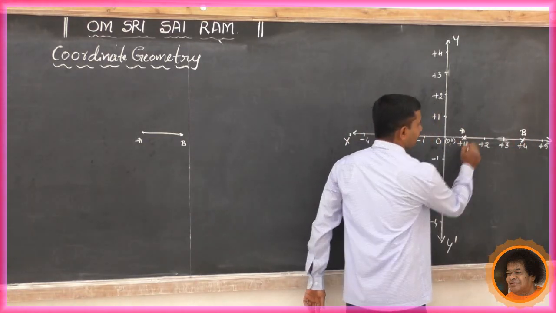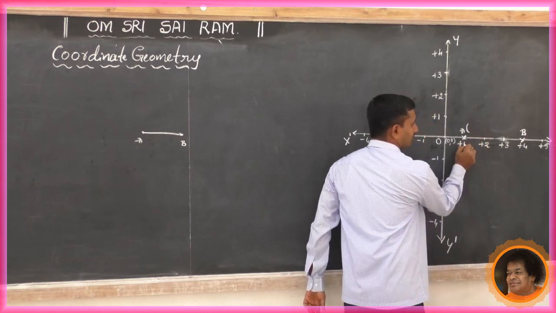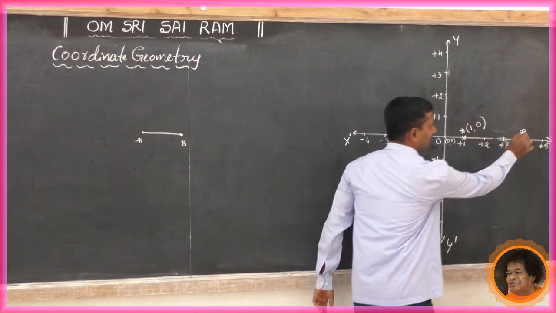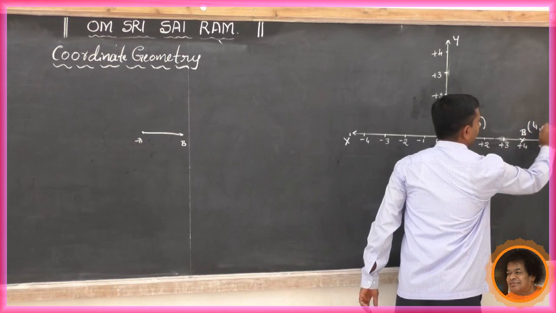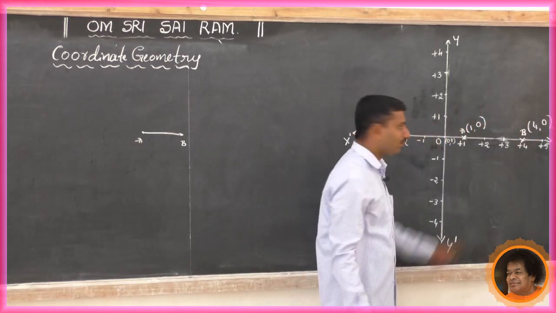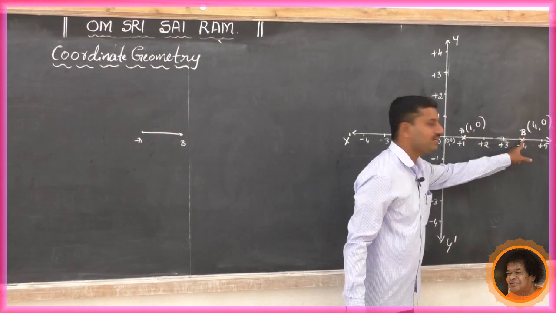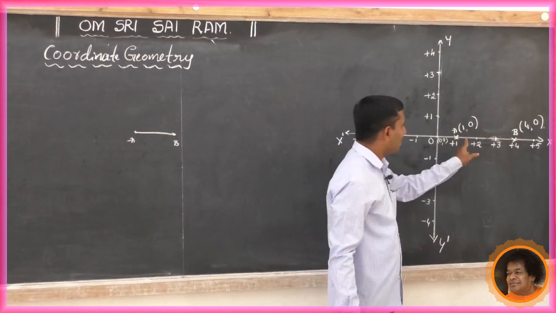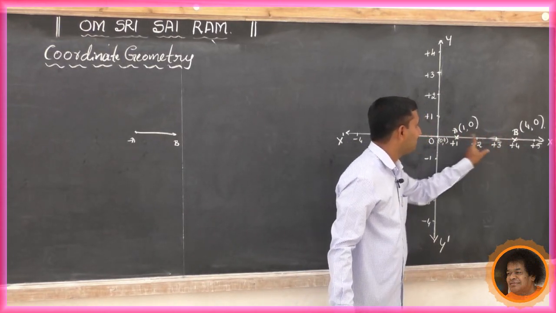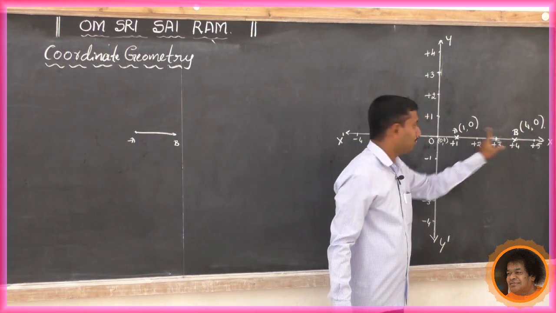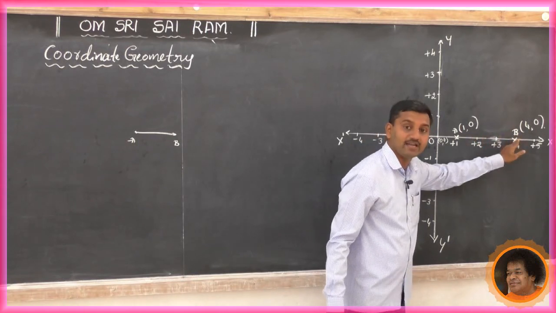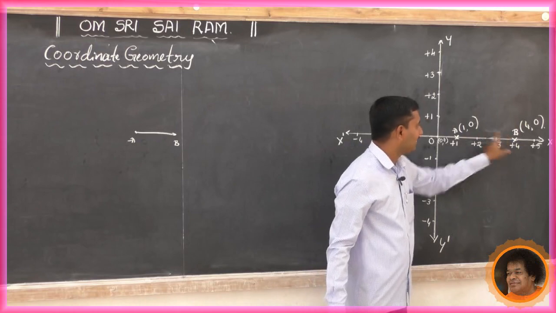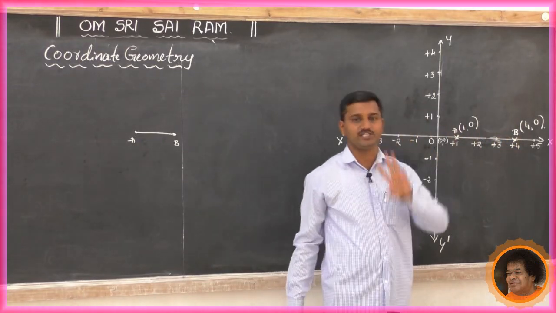Now the coordinates of the point A: x coordinate 1, y coordinate 0. The coordinates of the point B: x coordinate 4, y coordinate 0. Now what is the distance of the line segment AB? How to find it? By counting the number of unit segments between A and B, that is the length of AB. So here 1, 2, 3. So the distance between A and B is 3 units.